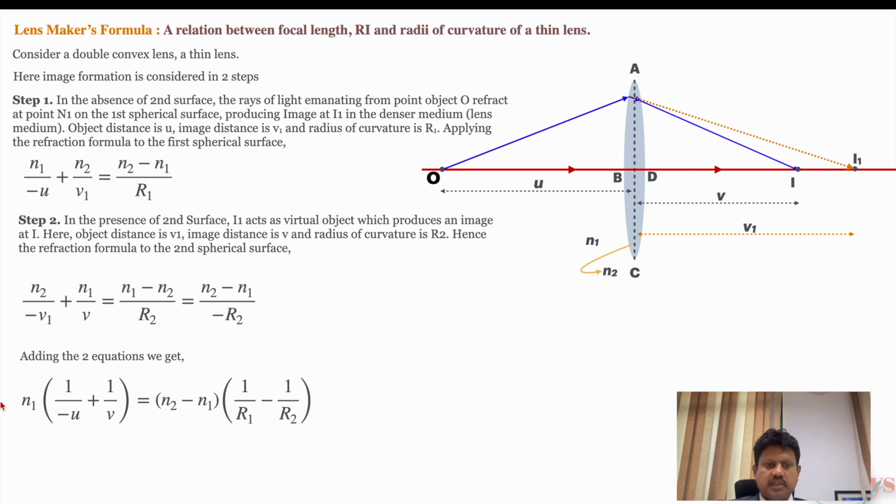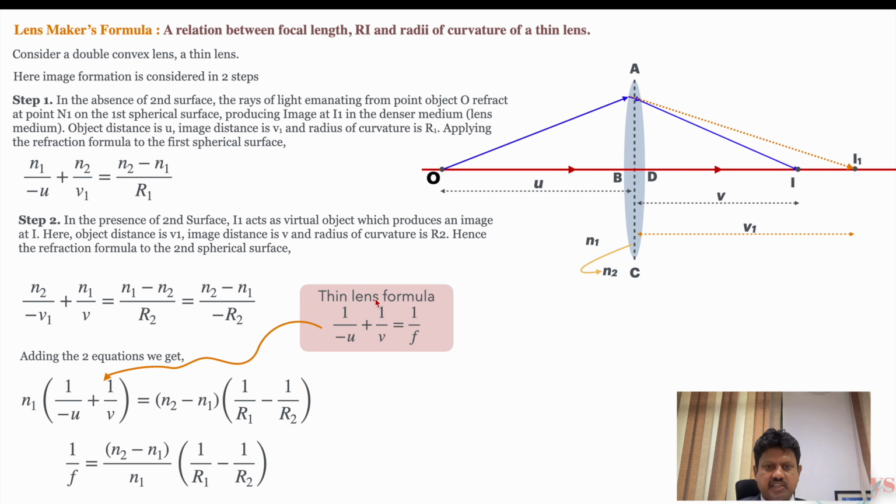This is the expression. What is this 1 by minus U plus 1 by V? This is 1 by F. This is according to thin lens formula. So according to the thin lens formula, this 1 by minus U plus 1 by V is 1 by F. This is equal to N2 minus N1. This N1 went down here into this. I have just written the same equation here once again.